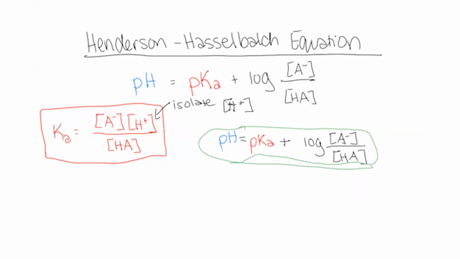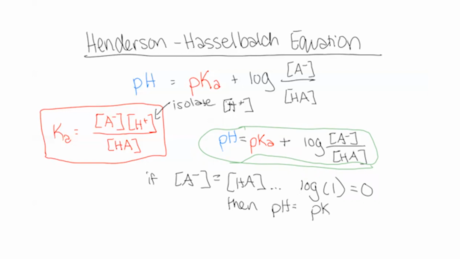What would happen if you had equal amounts of your acid and your base? So if your concentration of the base equals your concentration of the acid, what would happen? Well, then you would have log of 1, and that's going to be equal to 0. And so if you have that, then pH equals pKa. And this is why the pKa equals the pH at which half is protonated. So that's how we can see where that actually comes from.